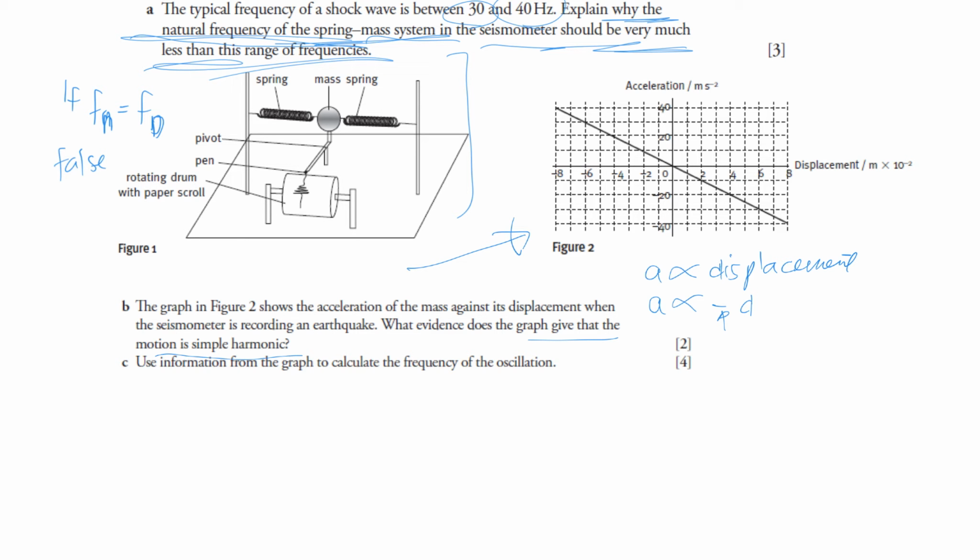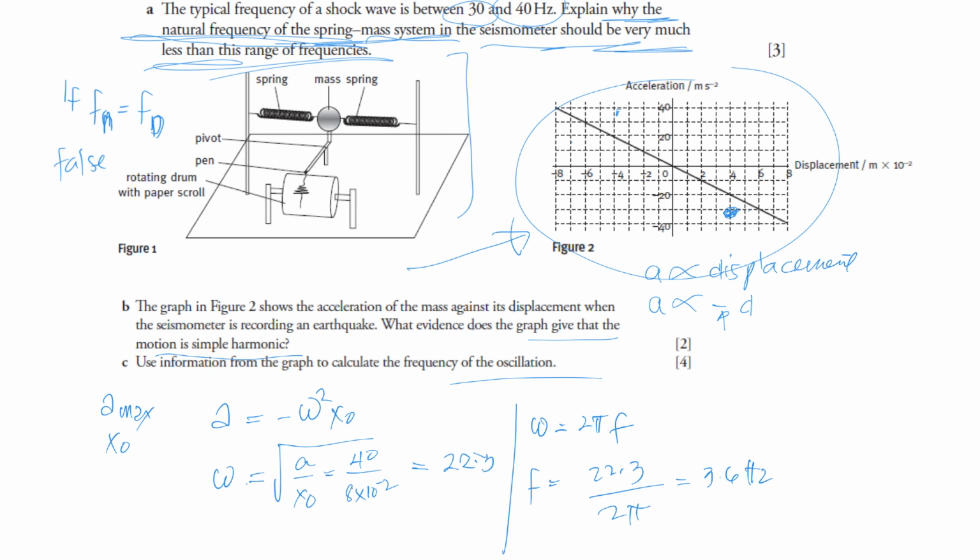Then you can get your W, which is around 22.3. Now you proceed: W is 2 pi times F, so F is simply 22.3 divided by 2 times pi. 2 pi is 6.28. Dividing that, it will give you around 3.6 hertz. This is the final answer. Until next time, thank you.